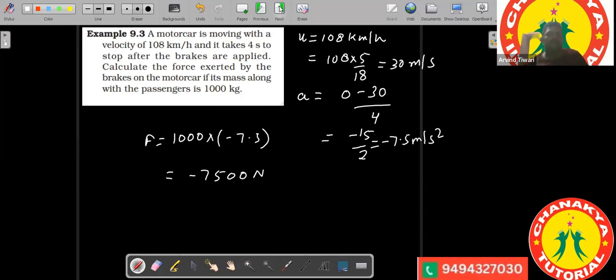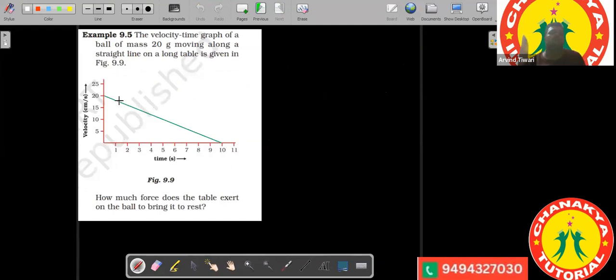So let's see this one. The velocity time graph. You can see the velocity time graph of a ball of mass 20 gram moving along a straight line on a long table, given in the figure. How much force does the table exert on the ball to bring it to rest?